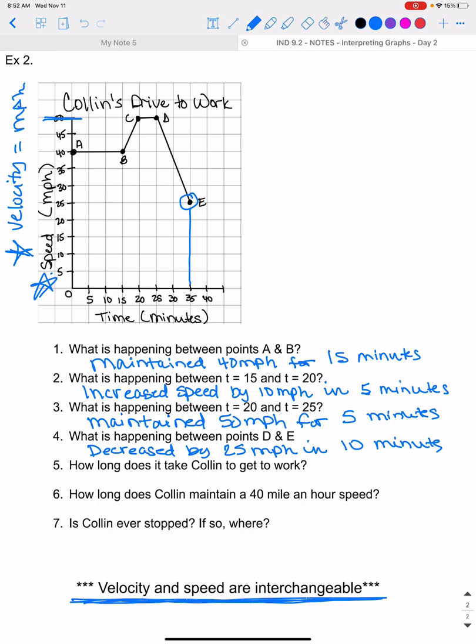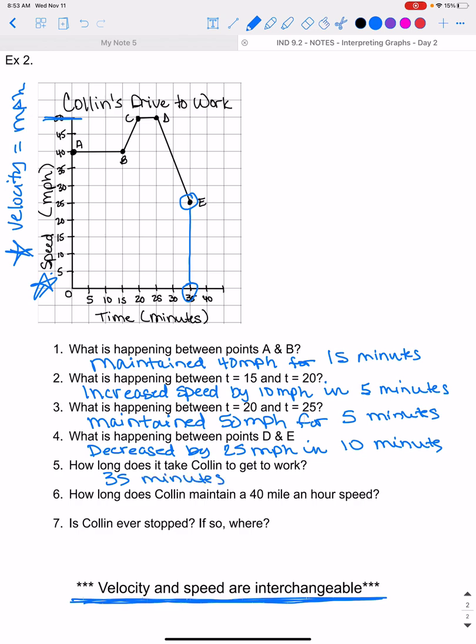So he was going 25 miles an hour. He pulled into his parking spot really, really fast and then just stopped immediately. So we're going to assume that's the end of our graph. So how long does it take for Colin to get to work? It's right here. It's 35 minutes.